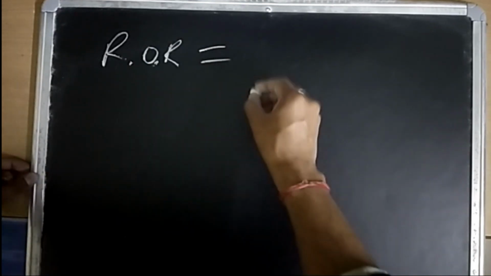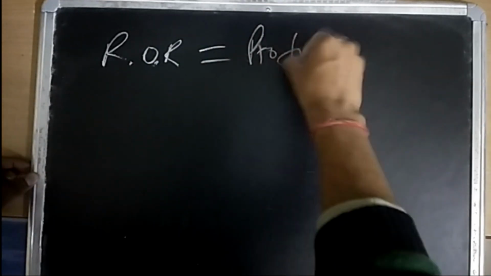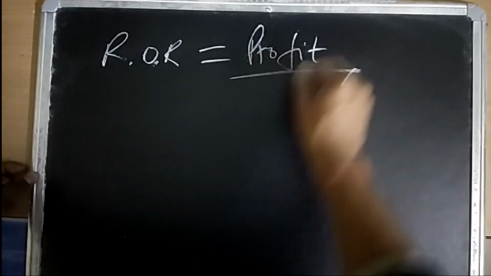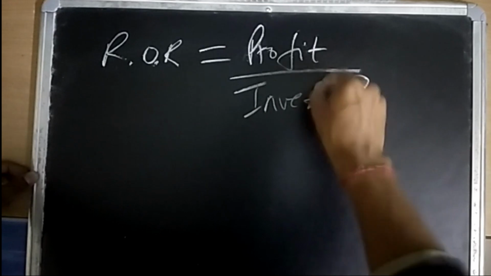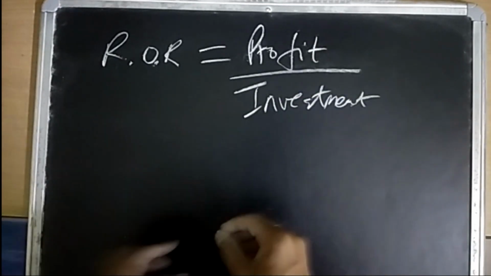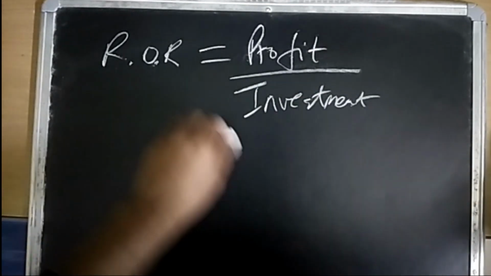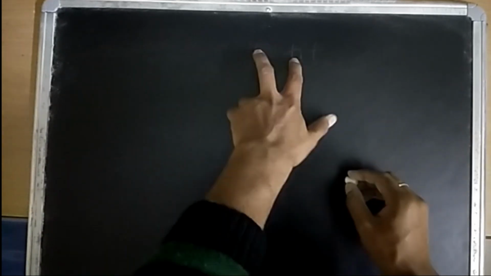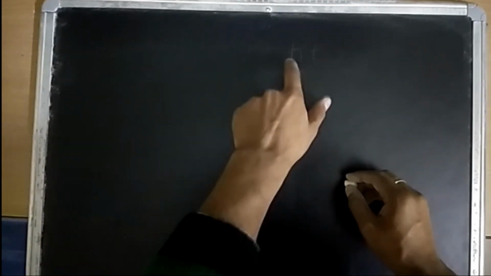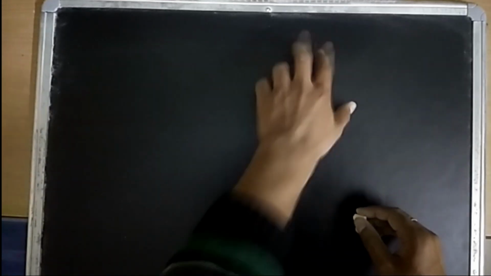Now let's move to the ROR, rate of return or return on investment. This is the total profit on a yearly basis divided by the net investment, that could be the FCI. So profit divided by investment. And the profit here is mostly PBT, profit before tax, if there is no tax.